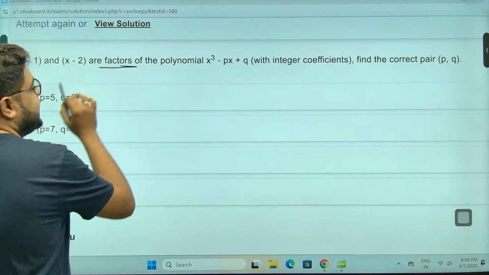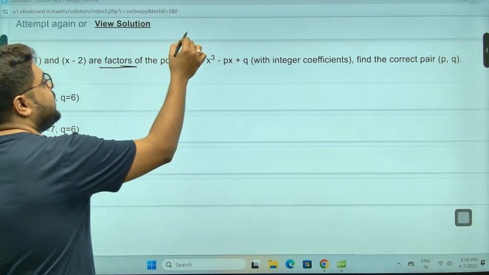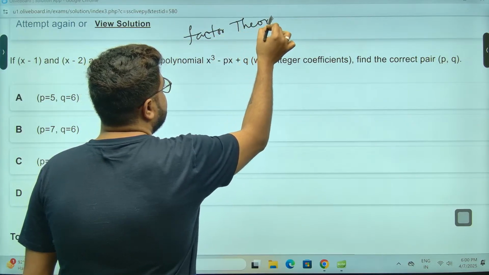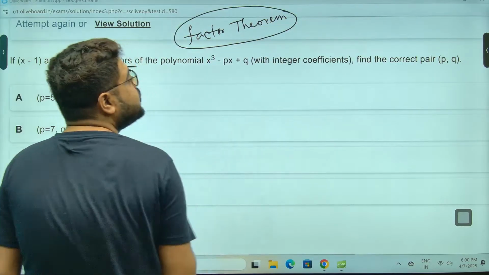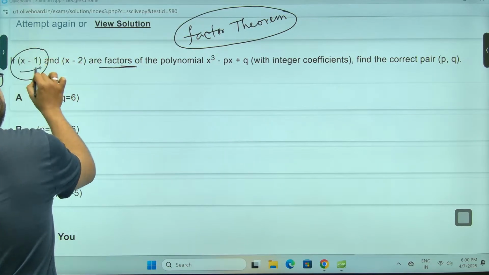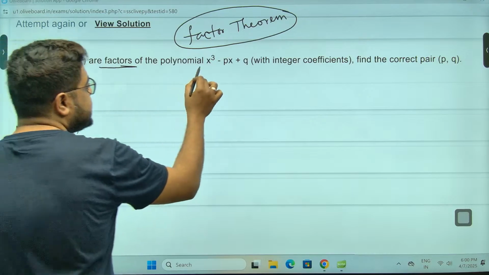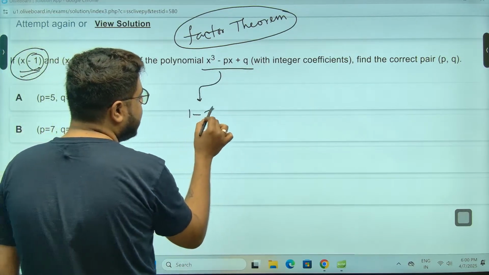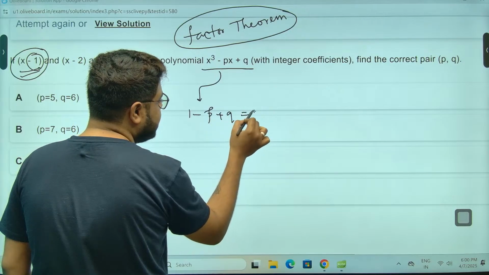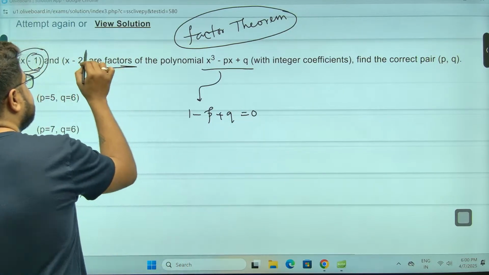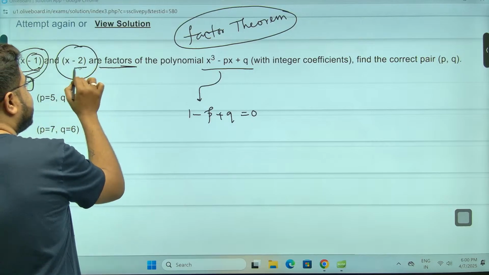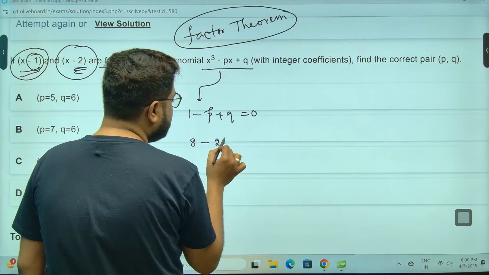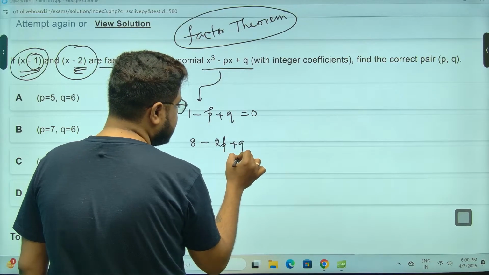Sir, this is a question from a straightforward factor theorem. Sir, what to do? If this is a factor, then if I put x equal to 1, this expression has to be 0. So 1 cube is 1 minus p plus q equals 0. The second is also a factor, meaning if I put x equal to 2, then this will again be 0: 8 minus 2p plus q will also be 0.